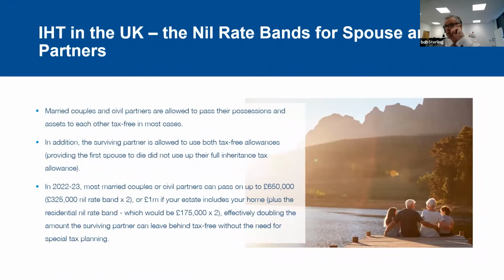Married couples and civil partners can pass their possessions and assets to each other, in most cases, free of inheritance tax. In addition, the surviving partner can use both allowances on second death. What I mean by that is that if you've got 325,000 as your nil rate band and 175,000 as your residence nil rate band, if you own a property, collectively a married couple or civil partners will have 500,000 each, so they can pass on £1 million via their estate without the need for specialist tax planning.